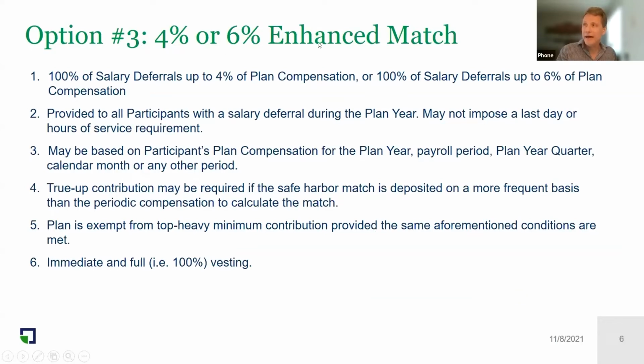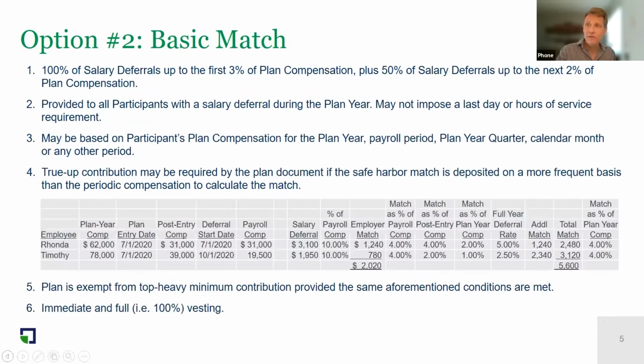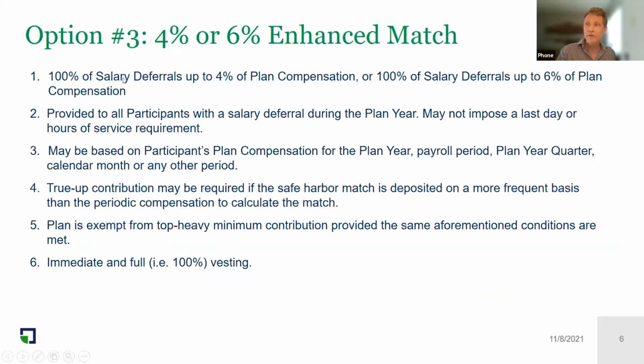The enhanced match is simply the basic match, but we've just increased the formula. Instead of doing 100% of deferrals on the first 3% plus 50% on the next 2%, we're simply going to give people 100% up to the first 4%. Okay, or you could also give them 100% up to the first 6% of plan compensation. We just call this an enhanced match.